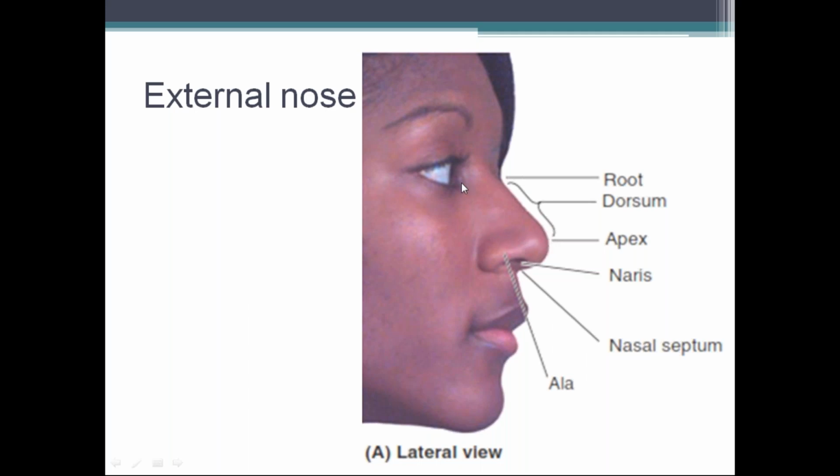Okay, so this external nose is supplied by the external nasal branch of the anterior ethmoidal nerve, and branches from the infraorbital nerve also supply the external nose. Okay, by the artery also, it is supplied by branches of the facial artery, and the nasal branches of the infraorbital artery will supply the nose. Okay, and even the infratracheal artery also supplies the external part of the nose.